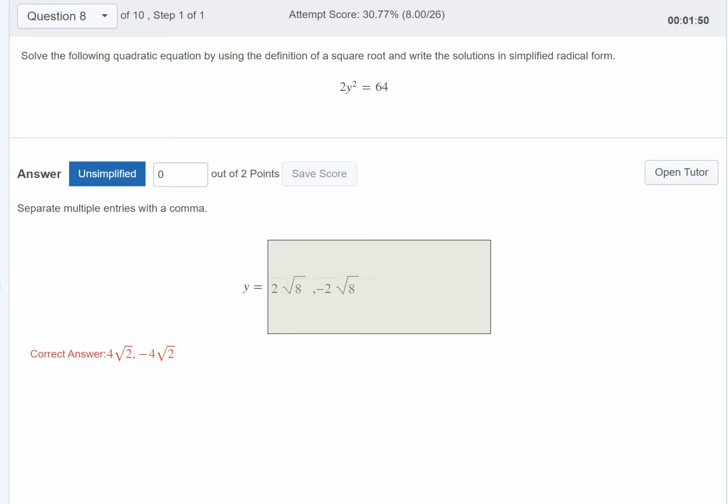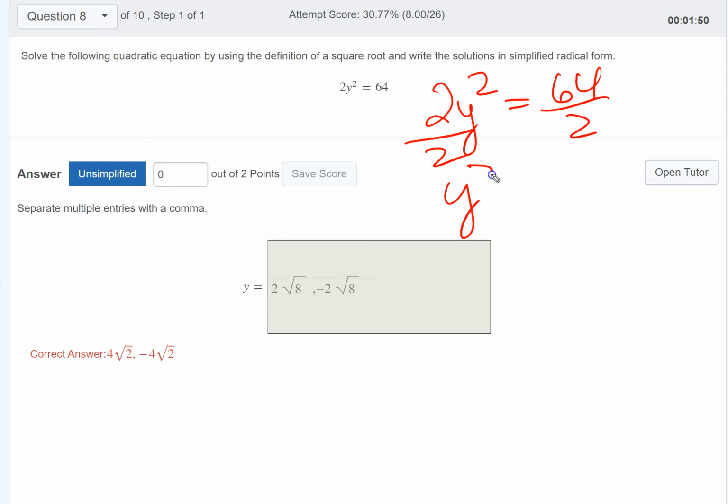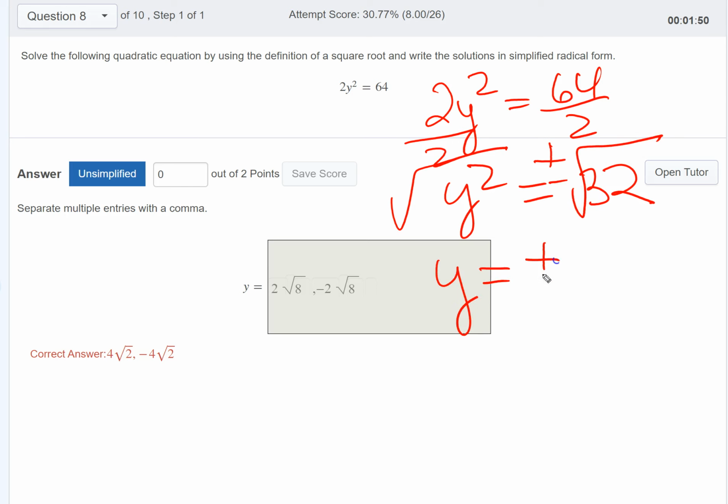Now in number 8, we will give partial credit for this. Let's just do it from scratch, though. So what I can do is take this, and I'll write it a little bigger here so you can see it. 2y squared equals 64. So I'm going to divide both sides by 2, and I get y squared equals 32. Now, I take the square root of this, plus or minus the square root of that, and I get y equals plus or minus the square root of 32.